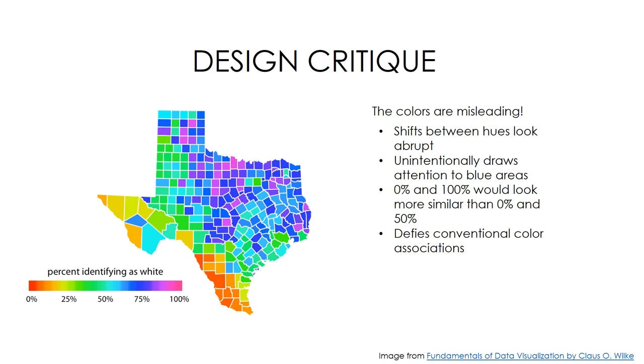0% and 100% would look more similar than 0% and 50%. And I thought that this color scheme defied conventional color associations because the data that they're trying to convey is the percent of the population identifying as white, and their 0% is represented as red. When I'm thinking about concentrations of things, I think of a heat map, and I think of red as being the highest concentration, not the lowest concentration.